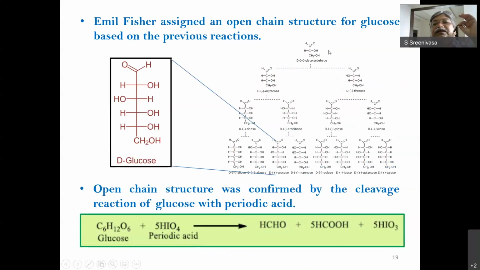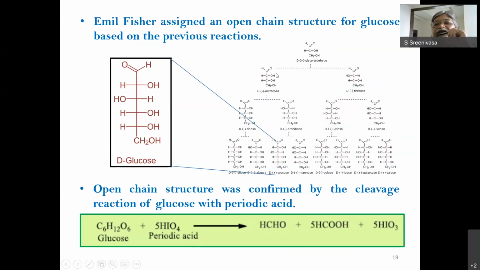So for that, what they have done is they have taken glyceraldehyde. Glyceraldehyde is a simple molecule. It's a triose, right? Here, one asymmetric carbon atom is there. This OH group is on the right, right? So if it is on the right, it is taken as D-glyceraldehyde. Emil Fischer named it as D-glyceraldehyde, and he added one HCOH, this side or this side. You are going to get 2 molecules, erythrose and threose.